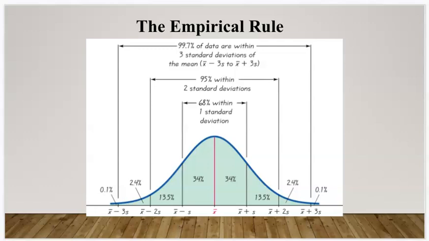Then, within 3 standard deviations, we have 99.7% of our data. So outside of those 3 standard deviations, here and here, we have very few data values, so they're increasingly rare.